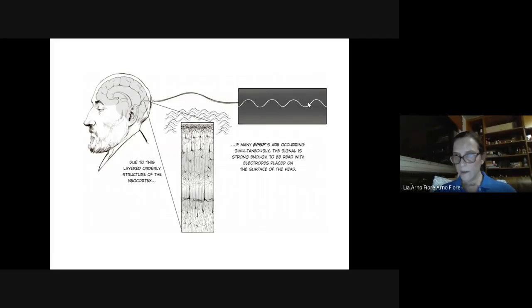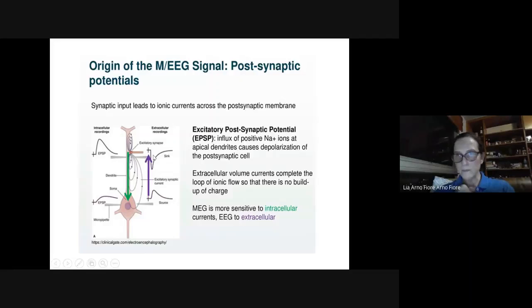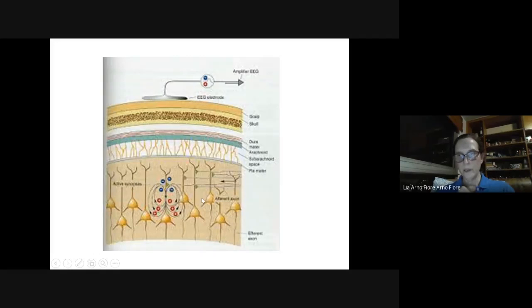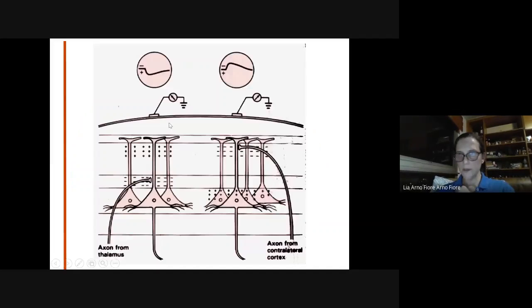Well, this is what usually you see in a neuron. It's a dipole, right? But when you put this in the brain, you've got the brain with the pyramidal neurons, then you've got the skull and the electrodes. So if they're all pointing the same way, there's going to be a negative surface, and this is what the electrode is going to register, okay?